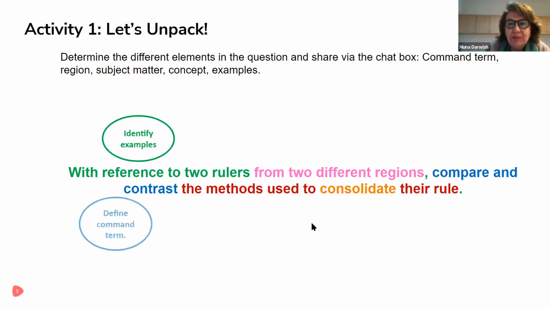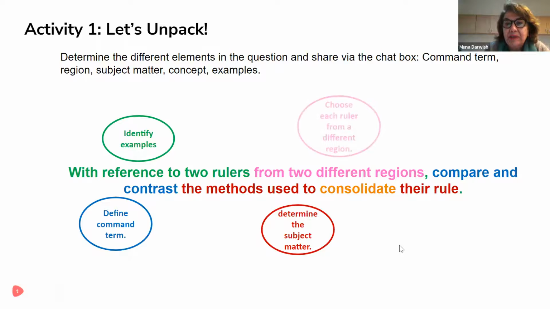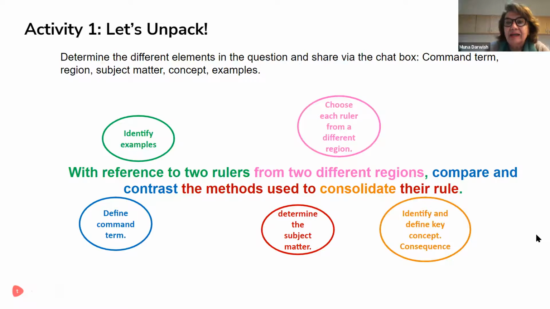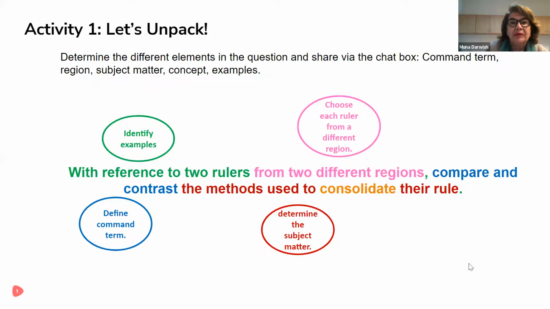So here, the process: define command term, determine the subject matter, identify examples. Choose each ruler from a different region and identify and define key concepts. As Hisham highlighted, it could be change and continuity. It could be causation and consequence, but it has to be identified.